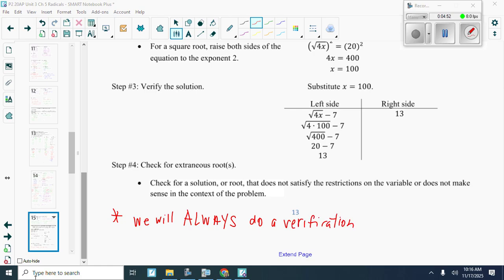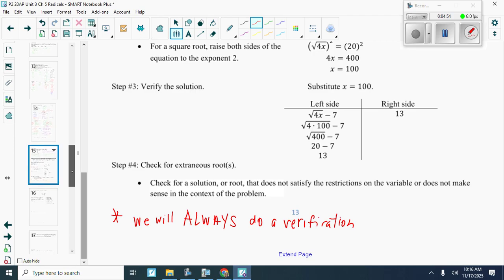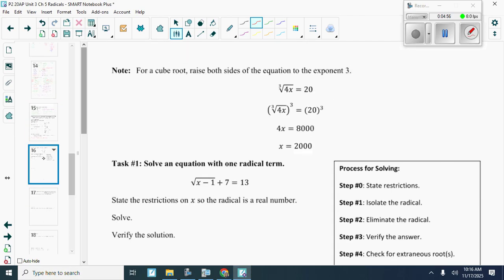So now let's actually do a few of these together. Just an aside, if we're solving for a cube, you're going to do the exact same thing. You're going to isolate for the cube, cube both sides to eliminate the radical, and then continue to solve.